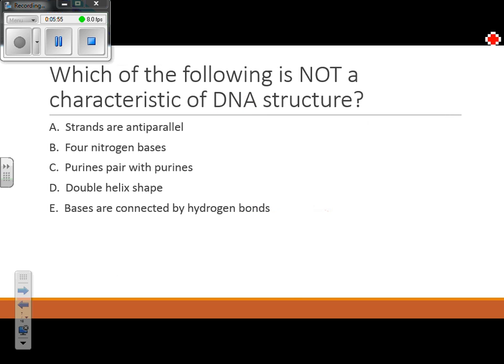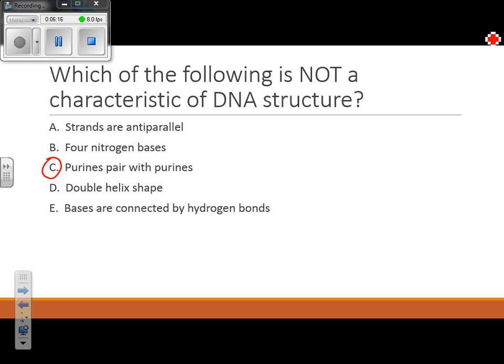All right, next question. Which of the following is not a characteristic of DNA structure? It says strands are anti-parallel, 4 nitrogen bases, purines pair with purines, double helix shape, and bases are connected by hydrogen bonds. Give me a second.